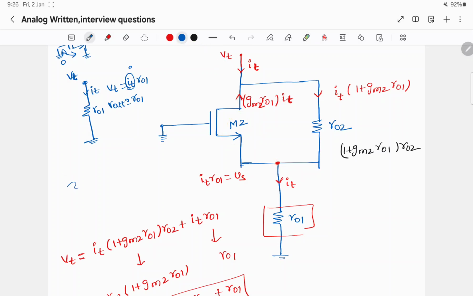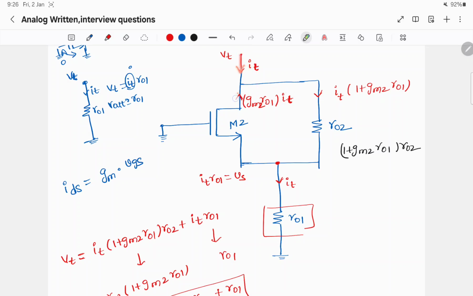What is the transistor essentially doing? The drain current of the transistor is GM times VGS. So here the gate VGS potential is IT times RO1 minus IT times RO1. So the current flowing from source to drain is GM times this potential, GM times IT times RO1, and the current is flowing up.